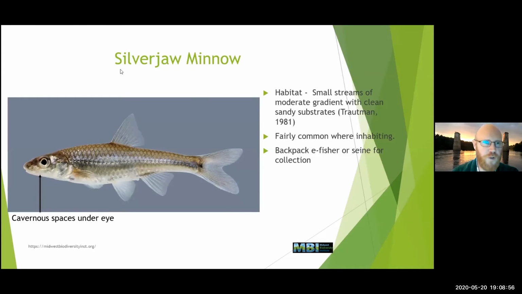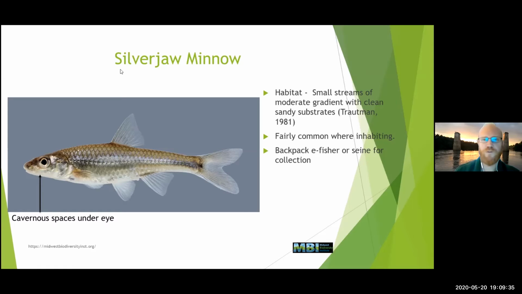So silverjaw minnow. This guy has a pointed face, but the big identifying characteristic is these interesting cavernous spaces in the jaw, and they kind of look like pearl when you look at them. So that's the identifying characteristic I look for immediately: it does have a long face and it looks like it has a big jaw, and does that jaw have that kind of pearl tinge to it?